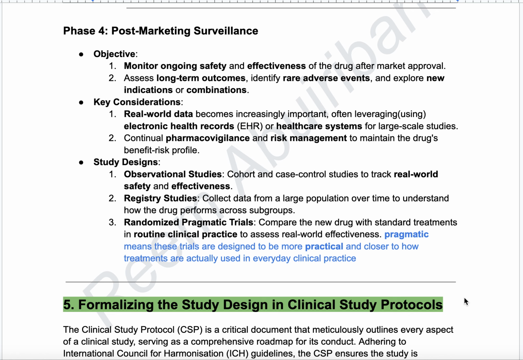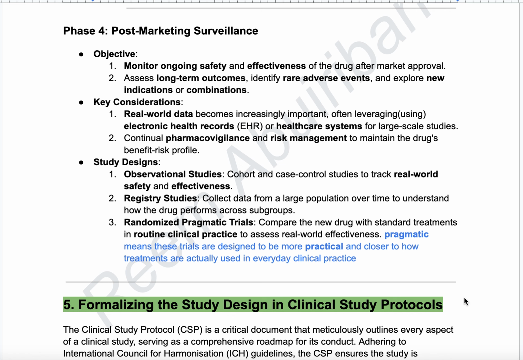About the key considerations: real world data becomes increasingly important, often leveraging electronic health records or healthcare systems for large scale studies, and continual pharmacovigilance and risk management to maintain the drug's benefit-risk profile. About the study design: observational studies, cohort and case control studies, to track real world safety and effectiveness. Registry studies collect data from a large population over time to understand how the drug performs across subgroups.